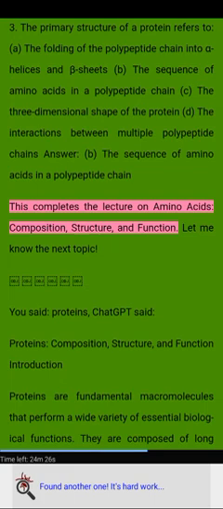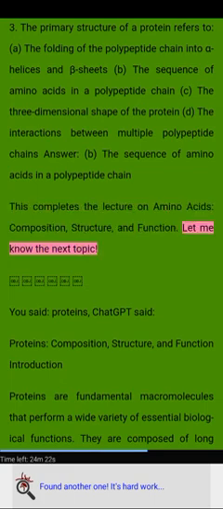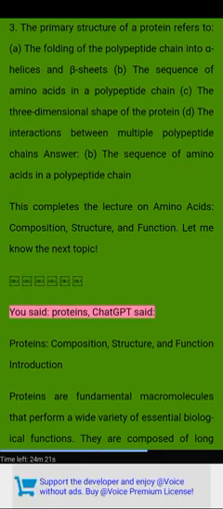This completes the lecture on amino acids, composition, structure, and function. Let me know the next topic. You said, proteins.